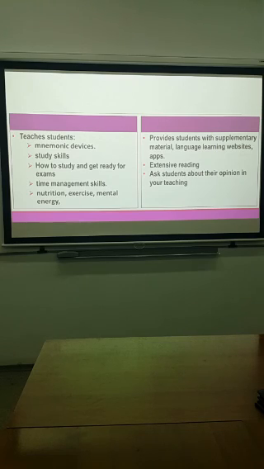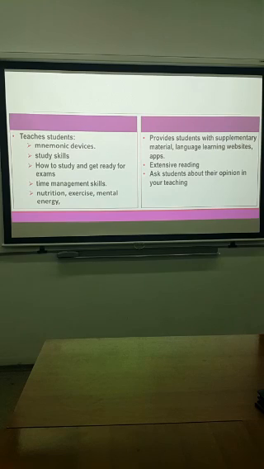And also, we need to teach them study skills. Study skills means how to study at home, how to study grammar, how to study vocabulary, how to read, how to write, how to do this, how to do that, how to get ready for the exam. Also, time management skills. How to make their own schedule, timetable for studying, for managing things that they do.